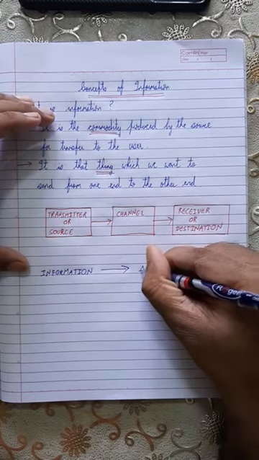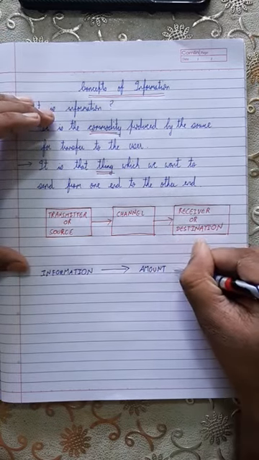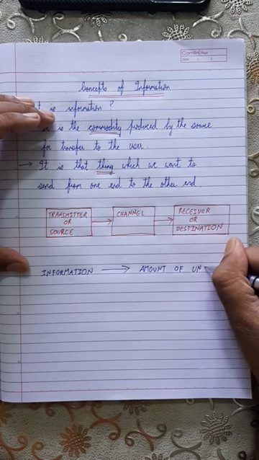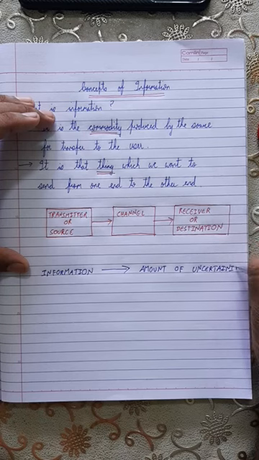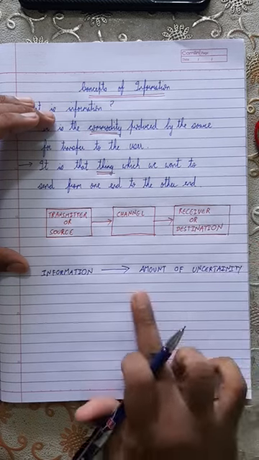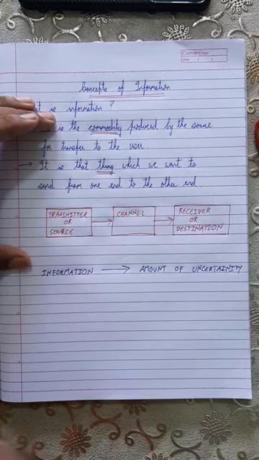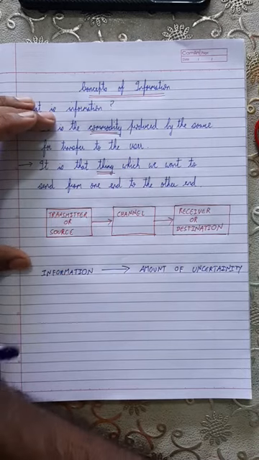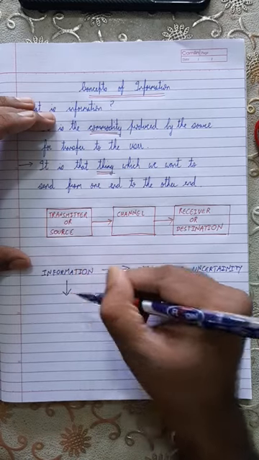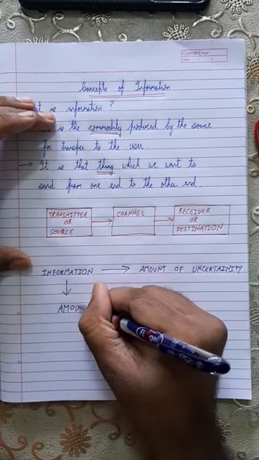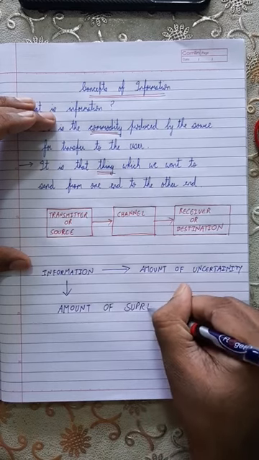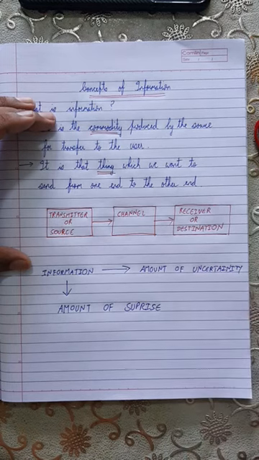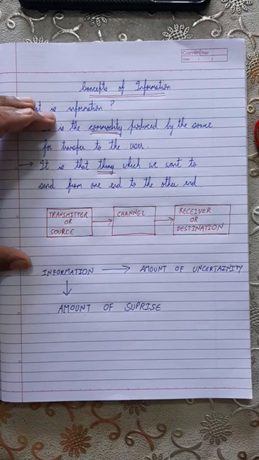It is nothing but the amount of uncertainty. Hope the spelling is correct. The amount of uncertainty, that is information. Or if you want to make it even simpler, information is nothing but the amount of how surprised you are. That is information, the amount of surprise.